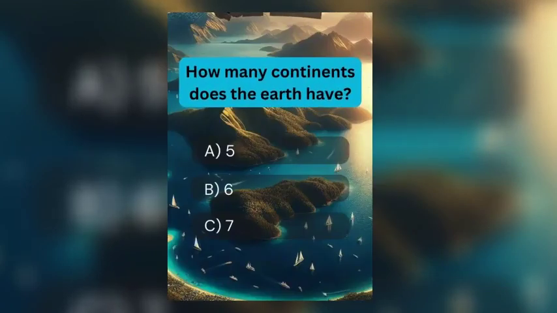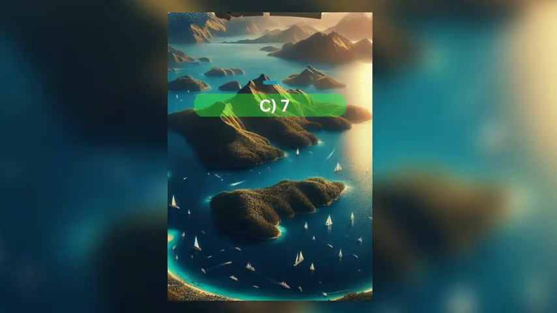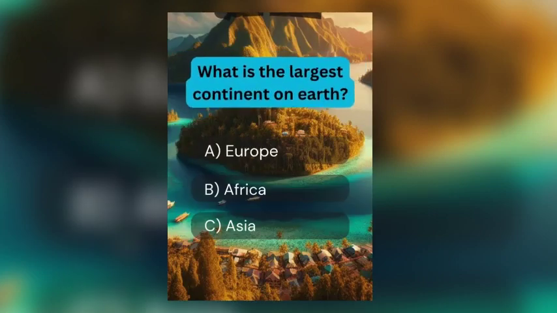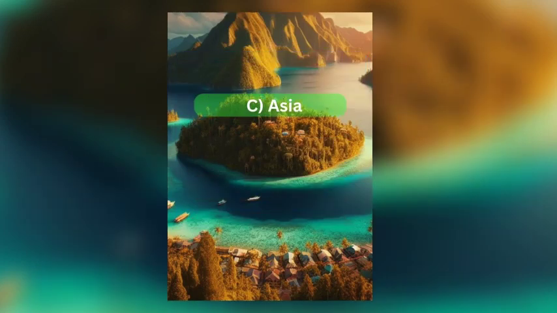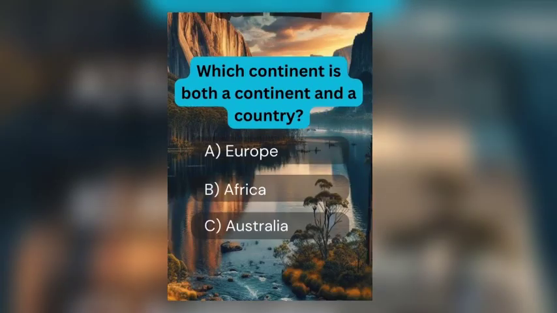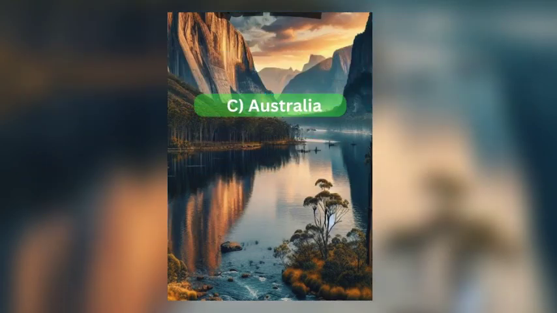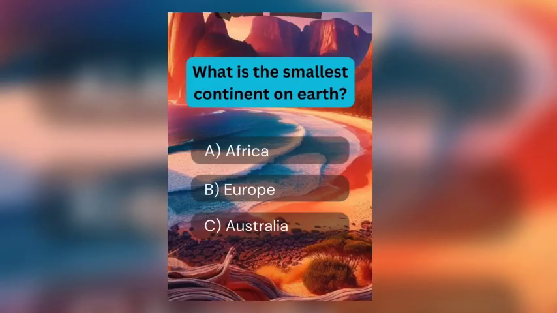How many continents does the Earth have? Answer is C, 7. What is the largest continent on Earth? Answer is C, Asia. Which continent is both a continent and a country? Answer is C, Australia. What is the smallest continent on Earth?